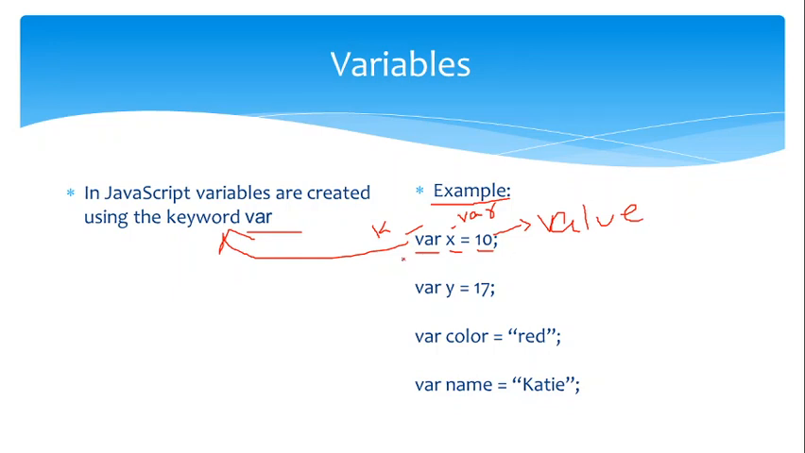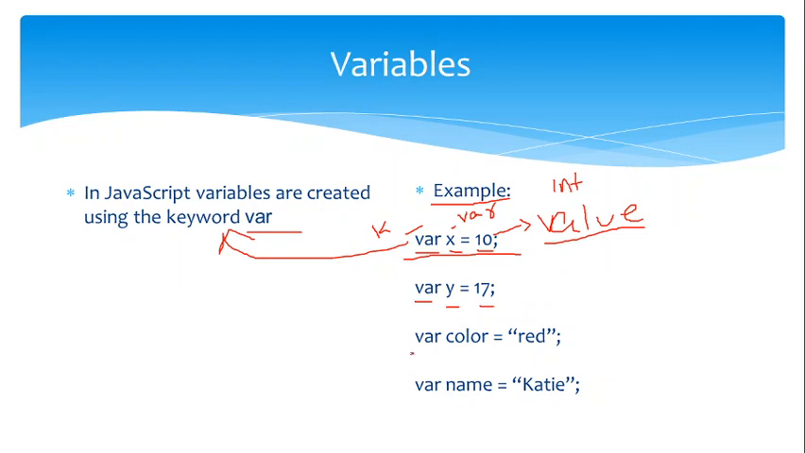This is a defining example. In the same way, we are taking y is equal to 17. Here also this is the keyword, y is a variable and 17 is a value. The value is nothing but an integer value. What value? Integer.